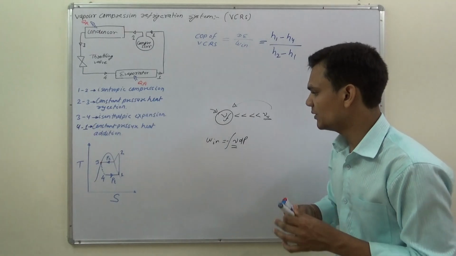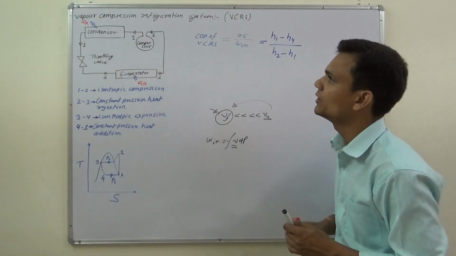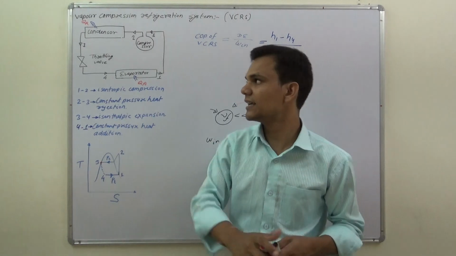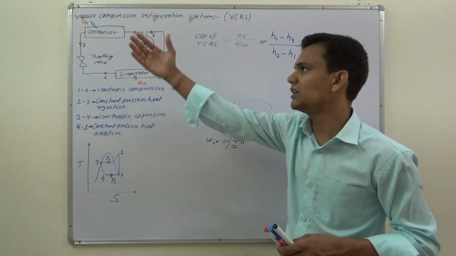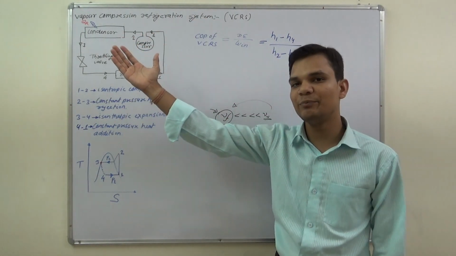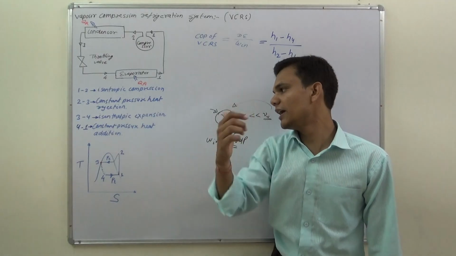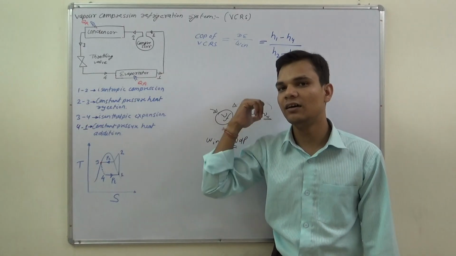So this is some information related to the throttling valve. Today we discussed the vapor compression refrigeration cycle and the components of VCRS, how we can calculate COP, and some information regarding the throttling valve.